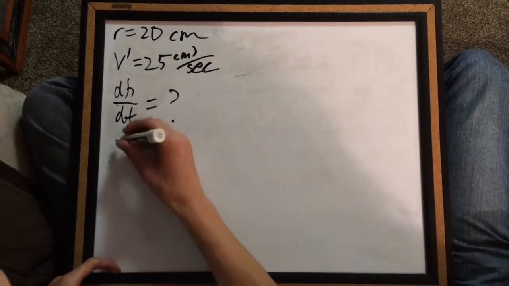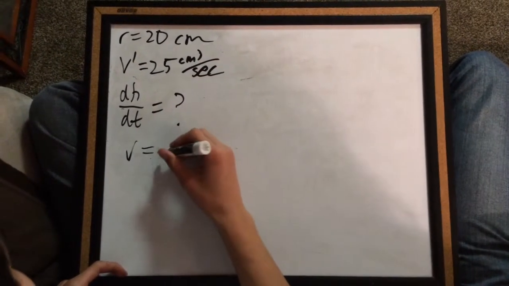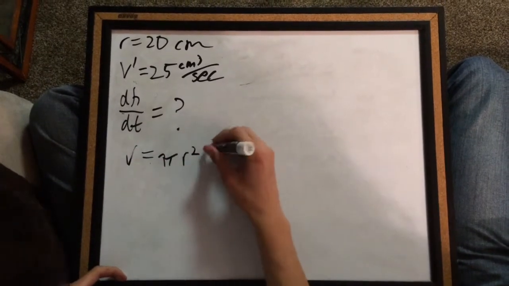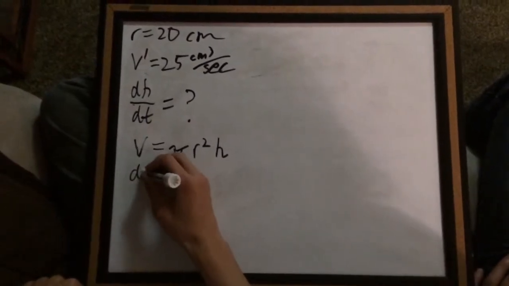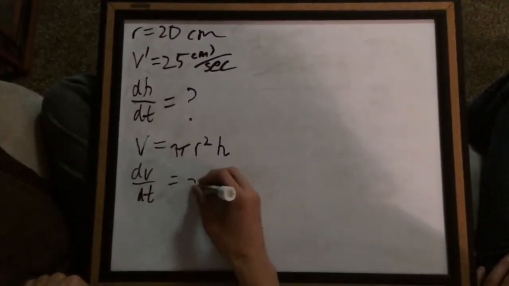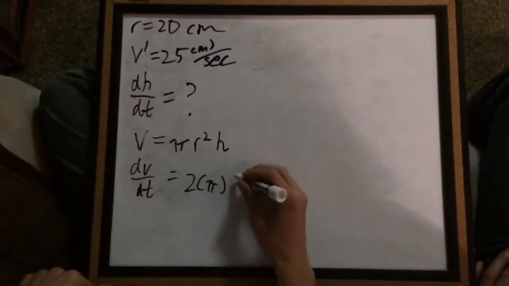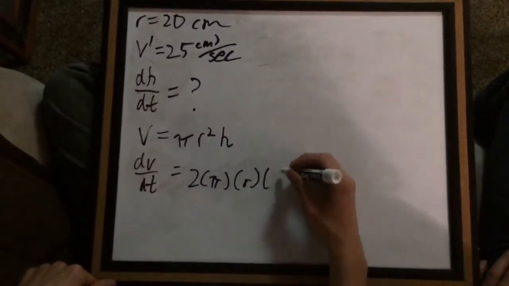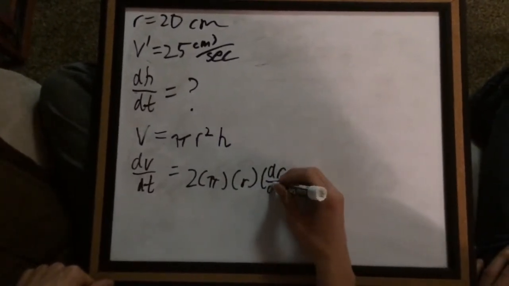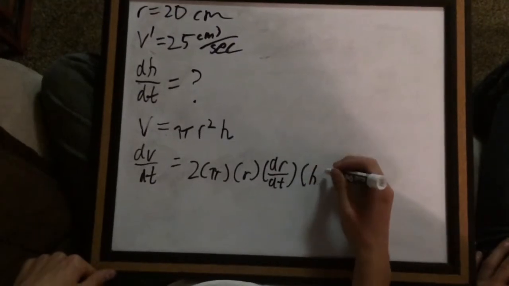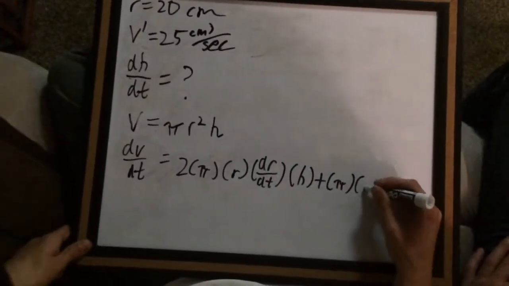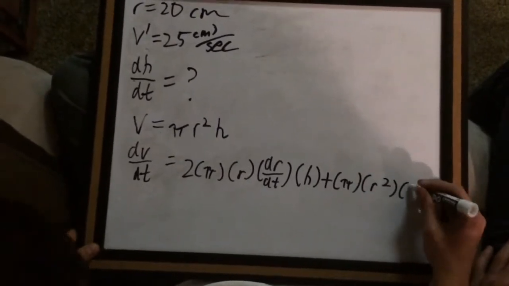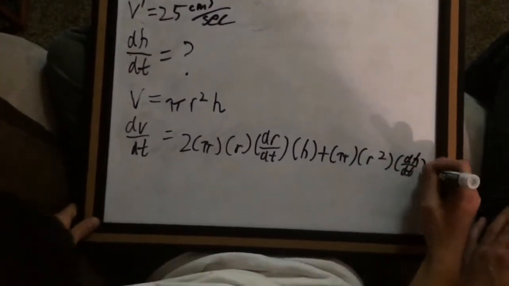The volume of the cylinder is pi r squared h. We want to take the derivative of this, which is dV over dt is equal to 2 times pi times r times the derivative dr over dt times h, plus pi times r squared times dh over dt.